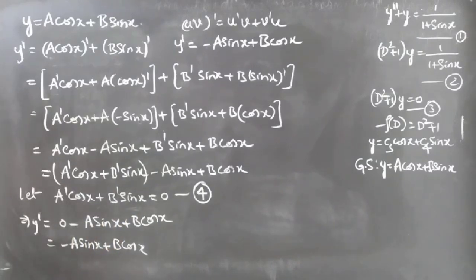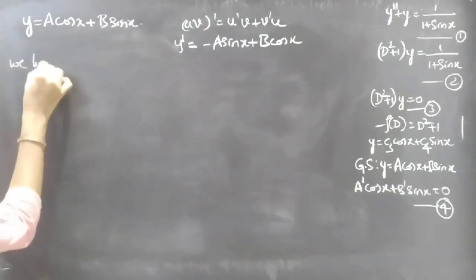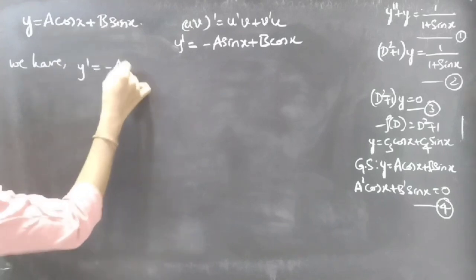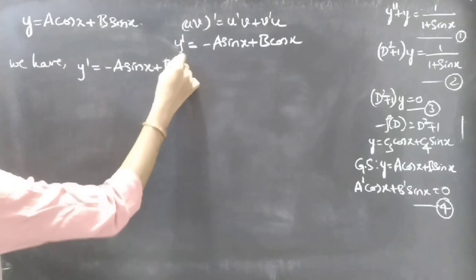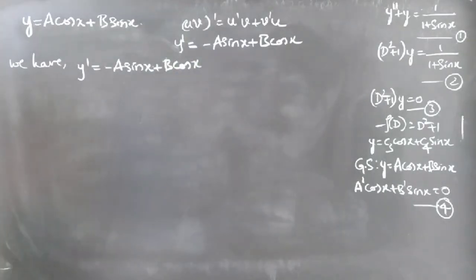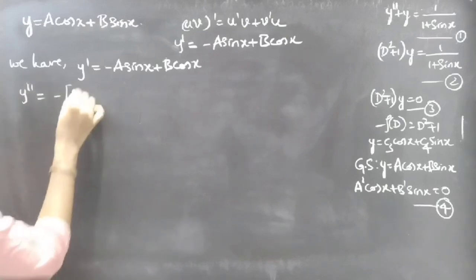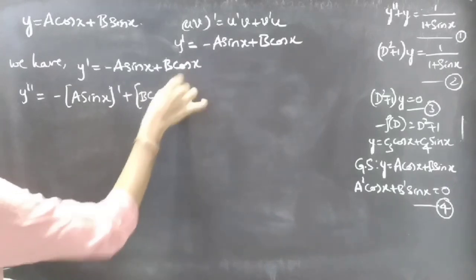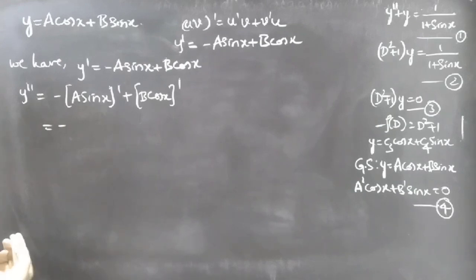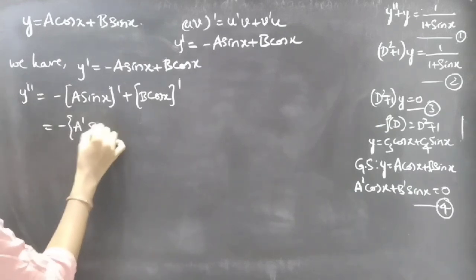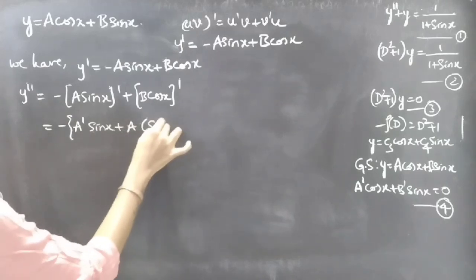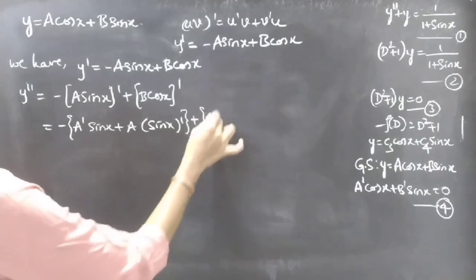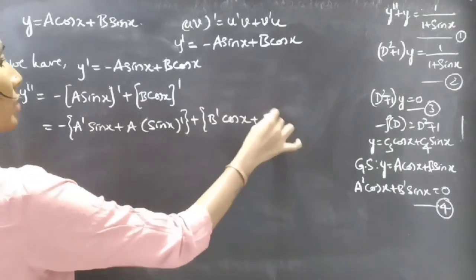Okay. Now we are having y dash equals minus a sin x plus b cos x, right? Let's find y double dash using y dash. We have y dash equals minus a sin x plus b cos x, right? Let's now find y double dash. Y double dash equals minus of a sin x whole dash plus b cos x whole dash, right? Here also we need to apply the uv whole dash formula. We'll get a dash sin x plus a into sin x dash plus b dash cos x plus b into cos x dash.